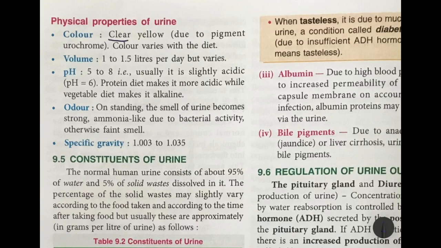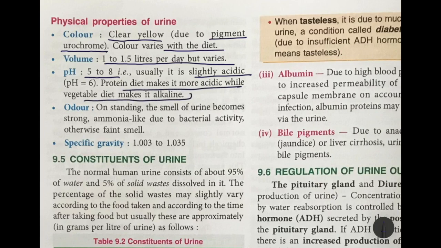So what are the physical properties of urine? The color is clear yellow, and this yellow color is due to a pigment known as urochrome, and the color varies with the diet that you have taken. The volume is about 1 to 1.5 liters per day, but varies again. If you take more liquid diet, more urine will be thrown out from the body. The pH, whether it is acidic or alkaline, is between 5 to 8. It is usually slightly acidic; protein diet makes it more acidic, while vegetable diet makes it alkaline. Again, this depends on the type of food that you take.